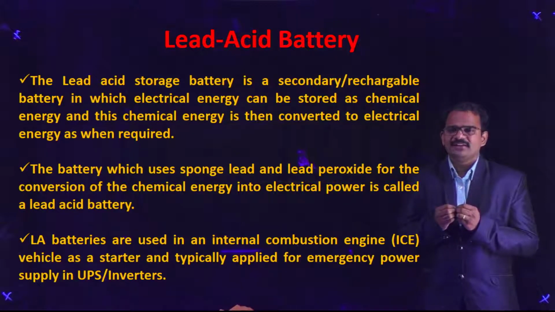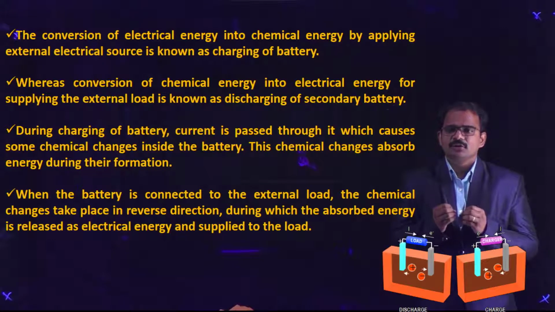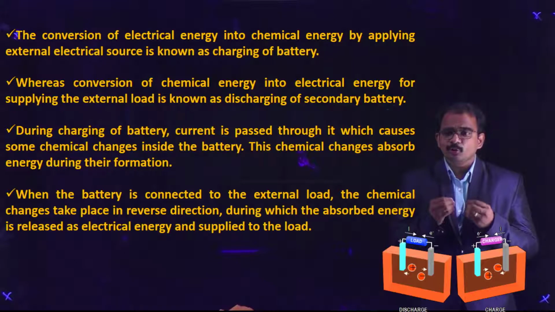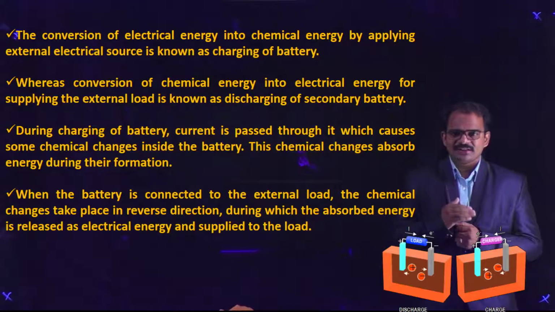The lead acid batteries or LA batteries are widely used in internal combustion engines of automobiles and emergency power supplies like UPS and inverters. The conversion of electrical energy into chemical energy by applying an external electrical source is known as charging of a battery. Whereas conversion of chemical energy into electrical energy for supplying to the loads is termed as discharging of a battery. So conversion of chemical energy into electrical energy is nothing but discharging of a battery, whereas conversion of electrical energy into chemical energy is known as charging of a battery.